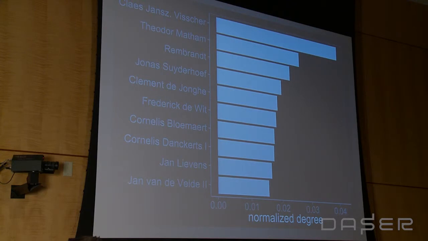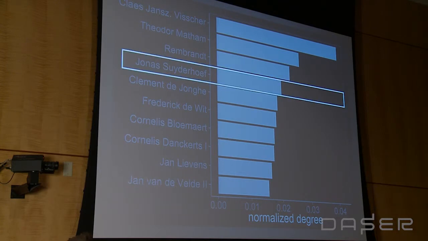Now, some of these names are not too surprising. We have really prominent publishers like Claes Visscher and, of course, Rembrandt, very important to printmaking. But we also have some surprises. Jonas Suyderhoff, if you haven't heard of him, you're not alone. The last book made on him was done in 1861. Who is this guy, and why is he so important to Dutch printmaking in the 1630s? How is he so central, and art historians have barely done any work on him?